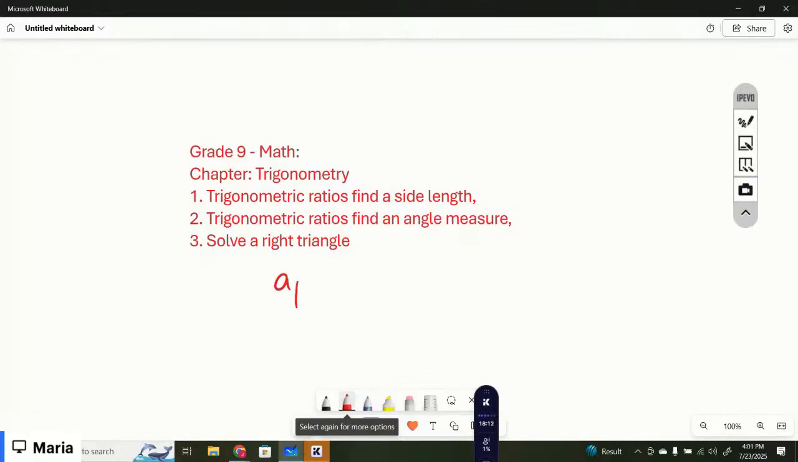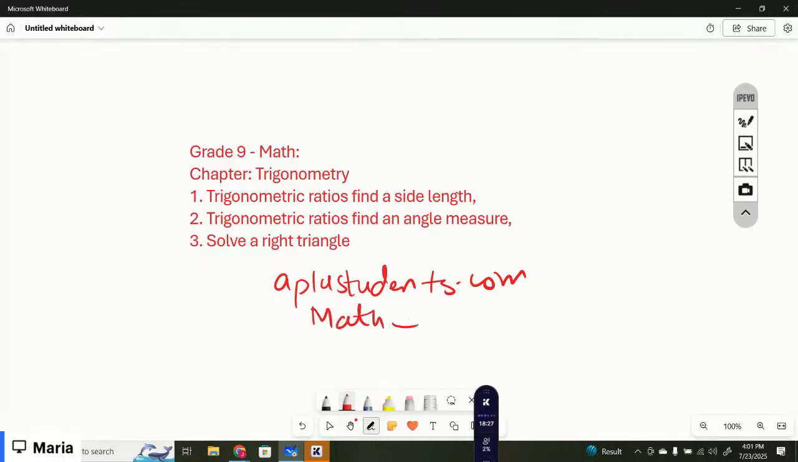You can find all the lessons on aplusstudents.com. You have to log in there using your email address and password as provided by the administrator. Then you have to select math from the subject tab, scroll down to grade 9 math, and then click on view all lessons. There you can find a list of the chapters. We're going to start with the chapter trigonometry.